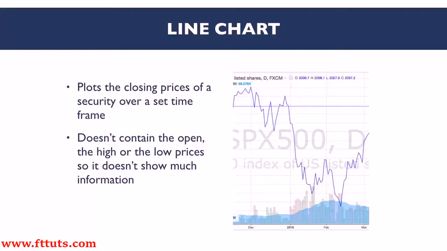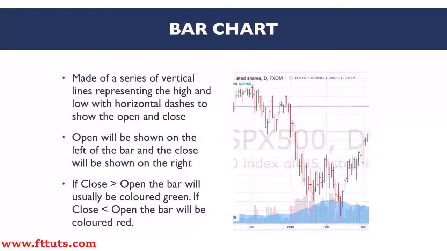just plot the closing prices of a security over a set time frame. So it's going to show you the general price movement of the market. However, this type of chart doesn't contain the open, the high or the low price. So it doesn't show much information, and it doesn't show the trading range for each bar. This makes it not a particularly useful chart for traders, and it can even be dangerous because you're not going to be able to see the lowest or the highest price, and therefore you won't be able to see your maximum loss or profit that the market went to, which means it's more difficult to manage your risk.